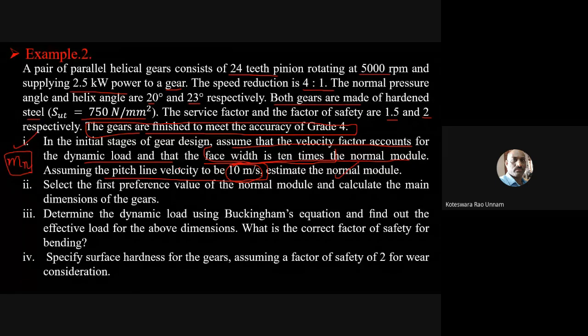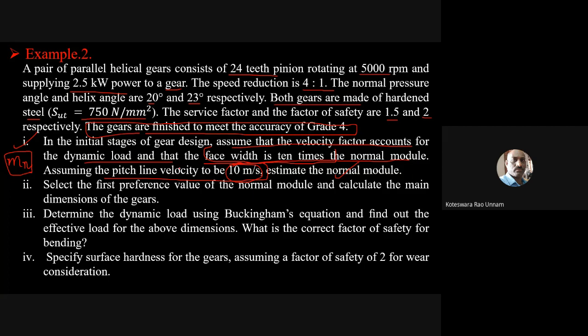What is the correct factor of safety for bending? In the first case, he asked us to calculate the dynamic load based on the velocity factor, and then calculate the normal module. In the third part, instead of the velocity factor approach, he asked us to use Buckingham's equation to find the effective load. That means you have a different formula for dynamic load if you use Buckingham's equation. Using that, you can calculate the dynamic load. Once you calculate the dynamic load, your effective load is nothing but Cs into Pt, the tangential component of force, plus the dynamic load.